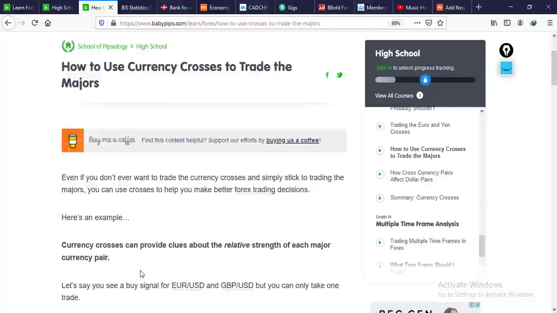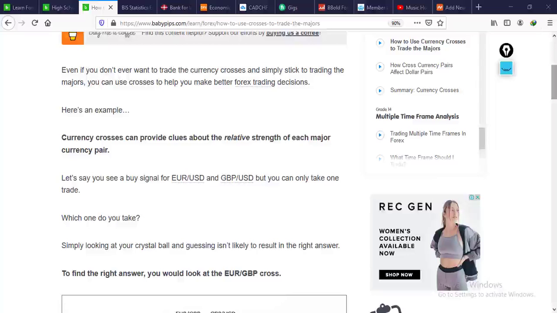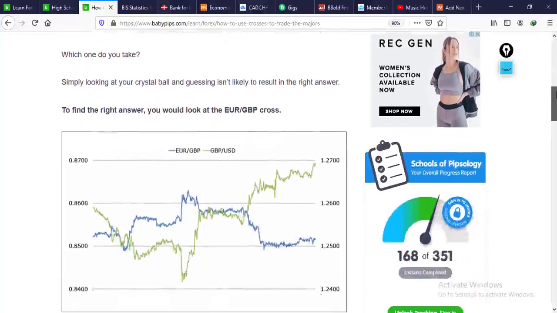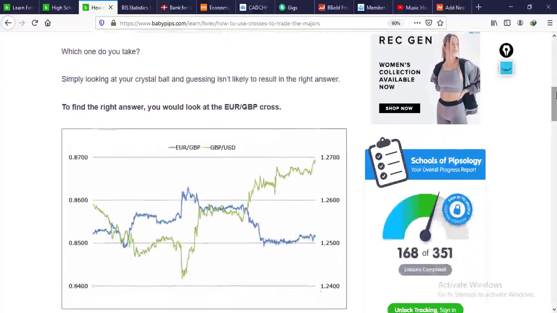In this lesson, we are going to learn how to use currency crosses to trade the major pairs. For instance, if you don't ever want to trade currency crosses and simply stick to trading the majors, you can use crosses to help you make better forex trading decisions. How? Currency crosses can provide clues about the relative strength of each major currency pair. Let's say you see a buy signal for EUR/USD and GBP/USD, but you can only take one trade. So what will you do? It is better for you to cross both pairs to see which one is stronger.